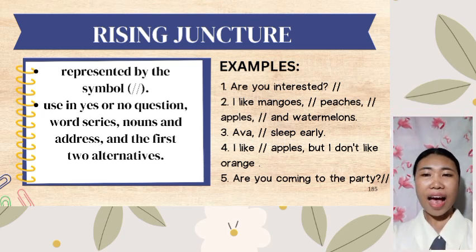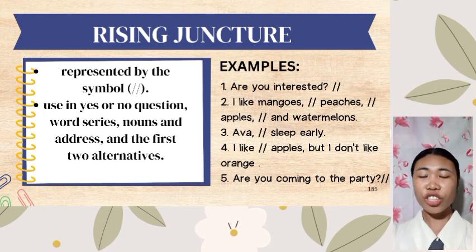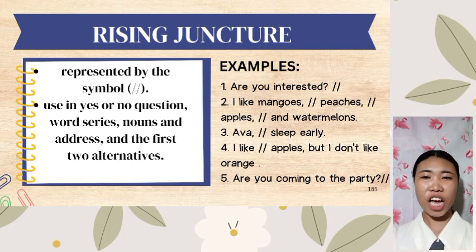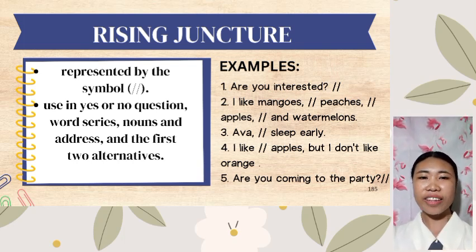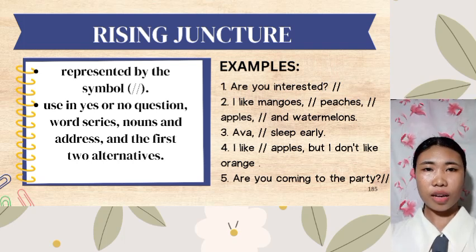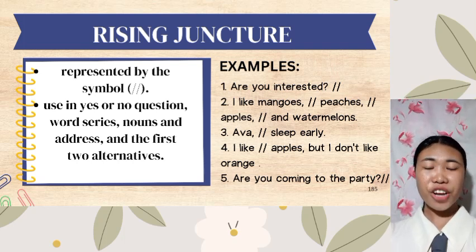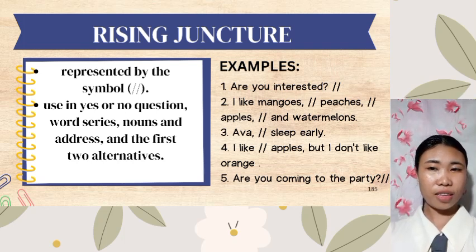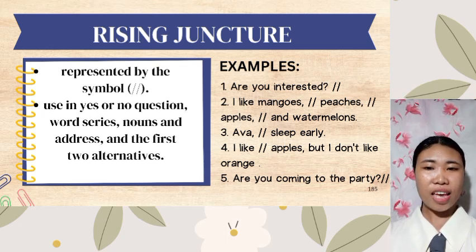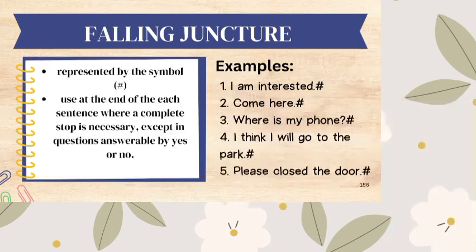Number 4, I like apples but I don't like oranges. The rising juncture here is after the word like, indicates that the speaker is about to make a contrast with the next part of the sentence. Number 5, are you coming to the party? The rising juncture here is at the end of the question, indicates that the speaker is expecting a response.